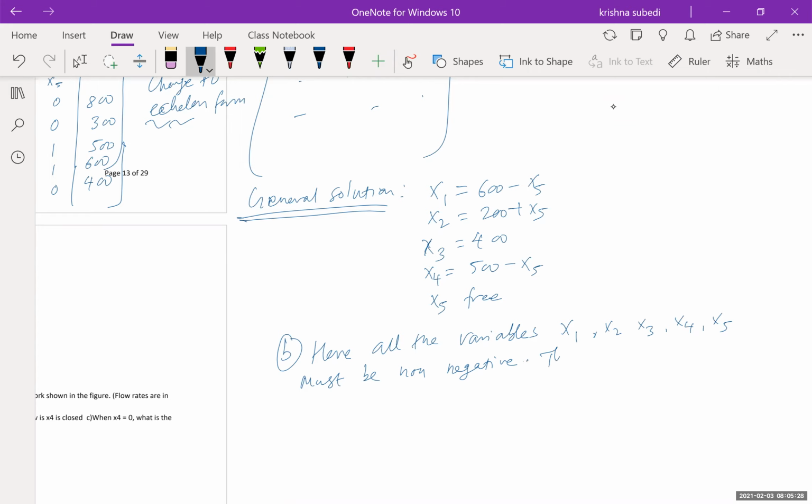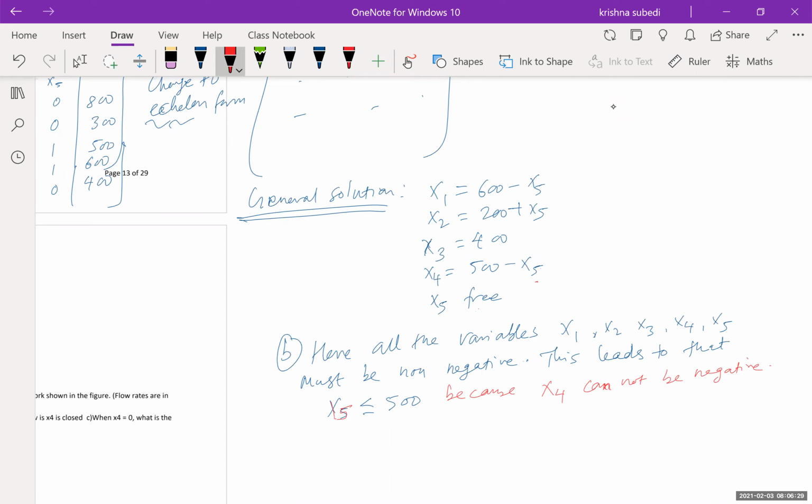So that leads to the fact that x5, as you can see, must be less than or equal to 500. Because if x5 is greater than 500, for example, if x5 is free and let's say x5 is 600, that means x4 will be negative 100, which is not possible in this situation. We're talking about the number of cars going into the street. So x5 must be less than or equal to 500, because x4 cannot be negative.